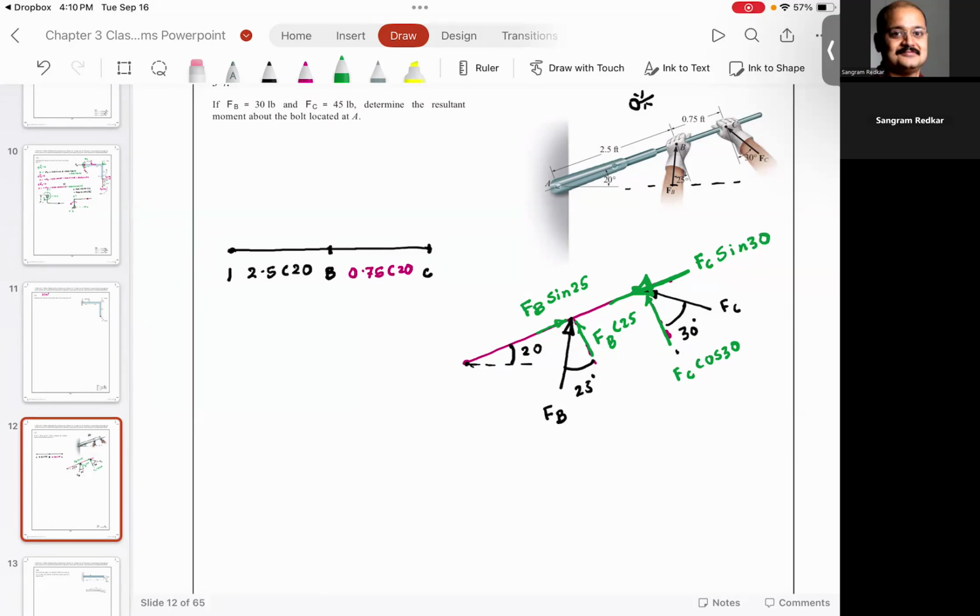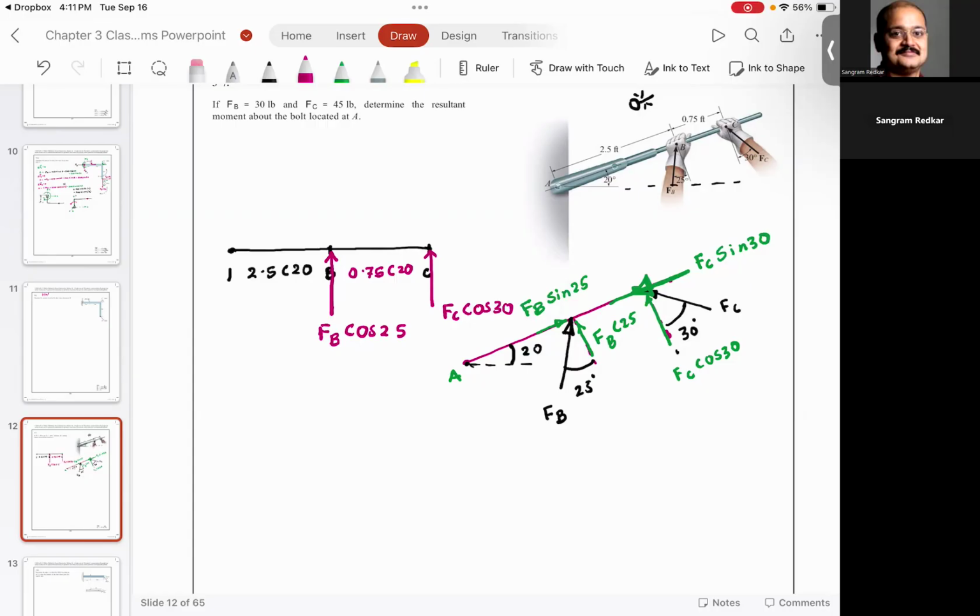Now, FB sine 25 and FC sine 30, they go through this point A. If you look at this point A, FB sine 25 and FC sine 30 go through it, so they will not give you any moment. However, FB cosine 25 and FC cosine 30 will give you a moment.